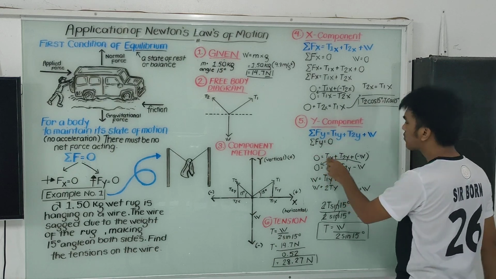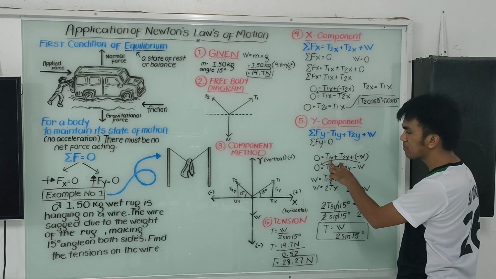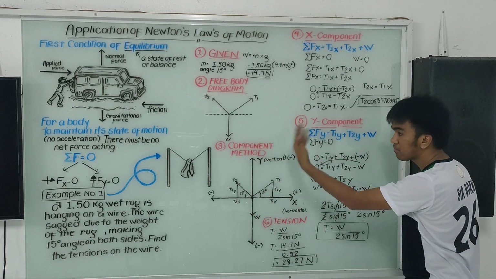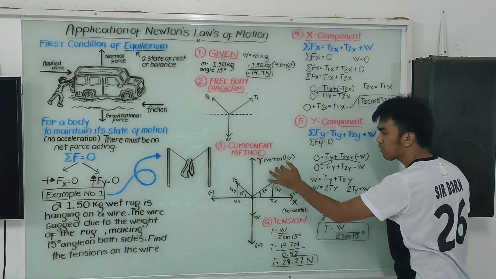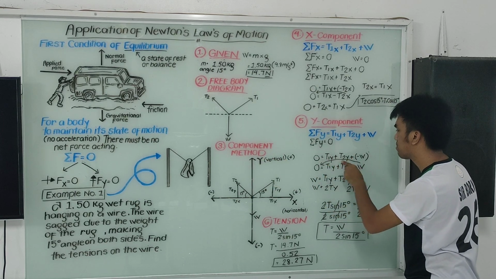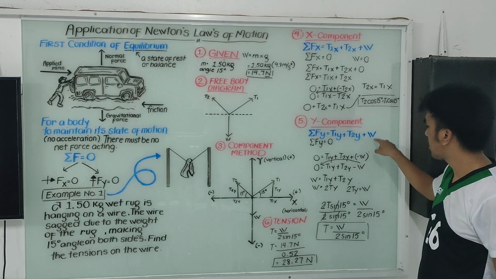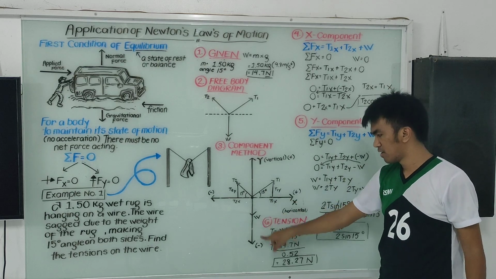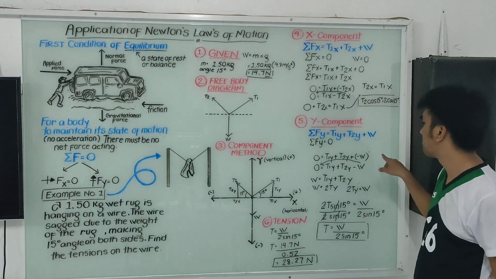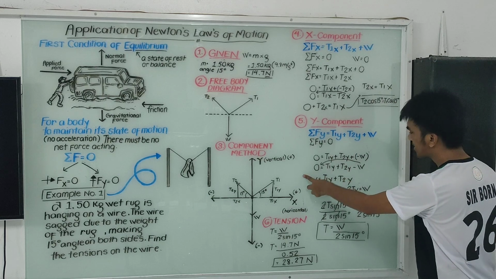And then, T1y plus T2y. Both tensions here are positive because T1y and T2y are both located on the upper quadrants, quadrant 1 and 2. So, y here is positive. So positive, plus negative W, because the weight is negative on the y axis. So this will become negative. And then we need to transpose it.